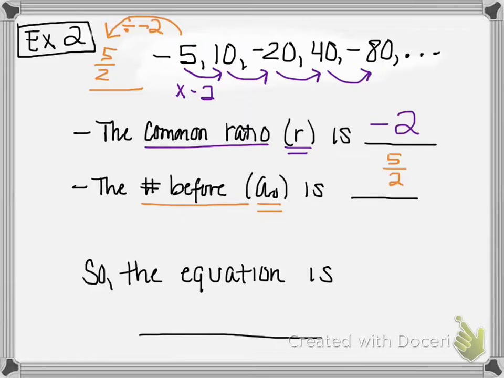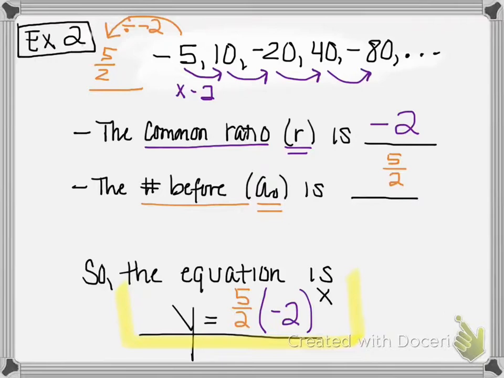So now to put my entire equation together, it looks like y equals a sub 0 goes first, remember, so that's the 5/2 or 2.5, either way. And then my r always has to go inside of parentheses, that's the number negative 2. And then x here is my exponent, and it just stays as an x. And that is my equation for my geometric sequence.